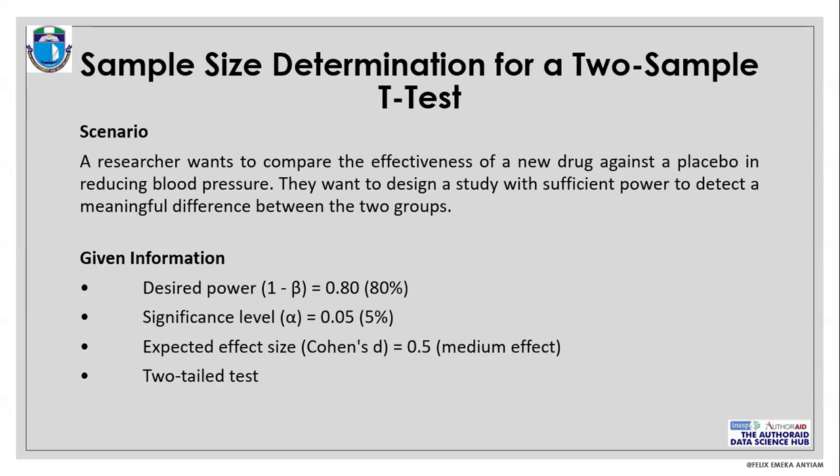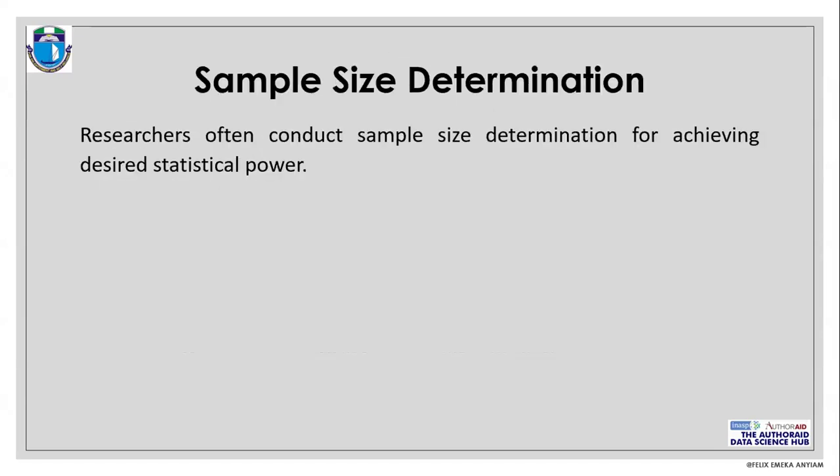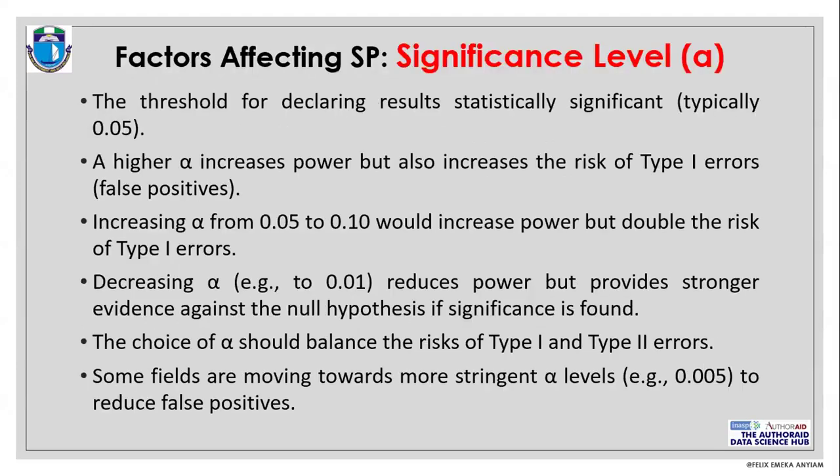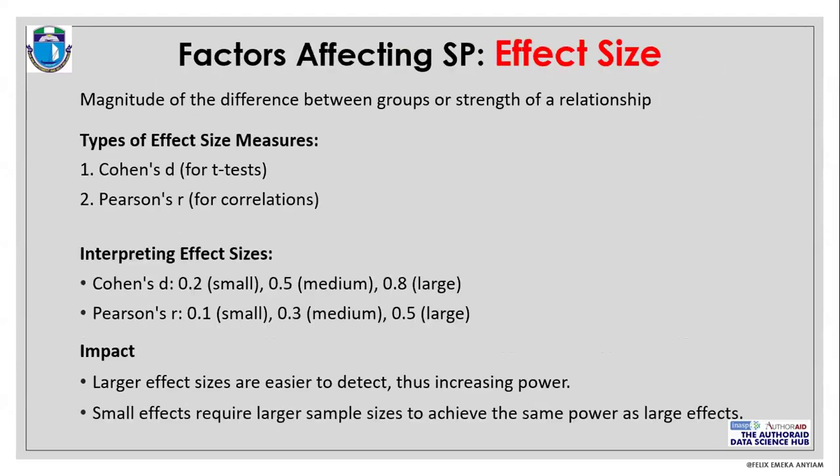So the desired power that I want to use is 80%, which is 0.80. The significance level is 0.05, which is the standard, 5%. That's the standard. Now, the expected effect size, which is Cohen's, we have small, medium, and large. Medium is 0.5. I think I have a slide, oh, sorry, I missed the slide, where we have the effect size, which is also a factor.